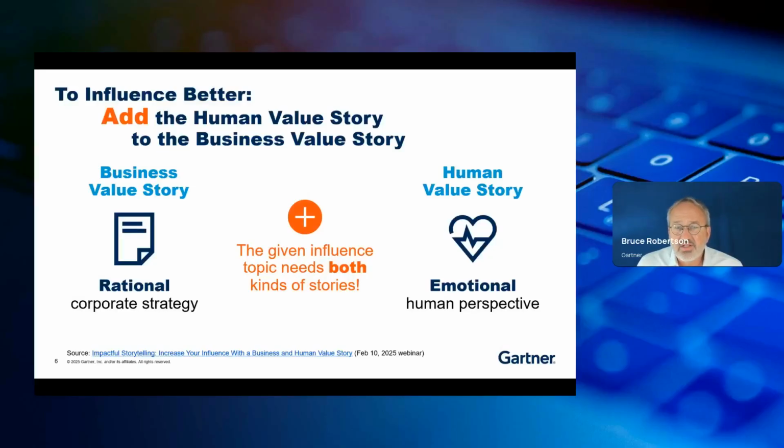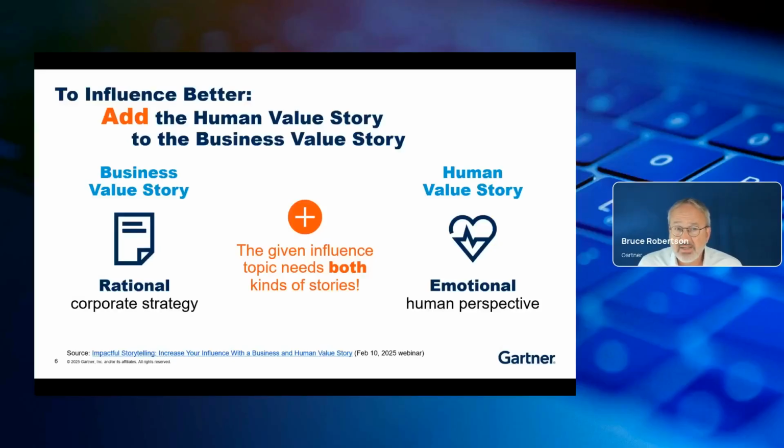So the first idea is just to understand that what we're really talking about is 2 different kinds of stories. The reason we need 2 different ones is because we need to appeal to 2 types of ways of seeing the world, or perceptions. We have the rational perspective, and we have a more emotional perspective. We need to leverage both of these perspectives in influencing people.